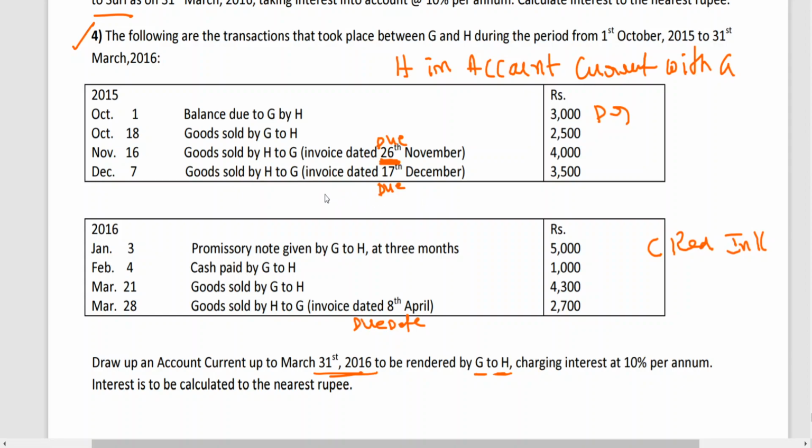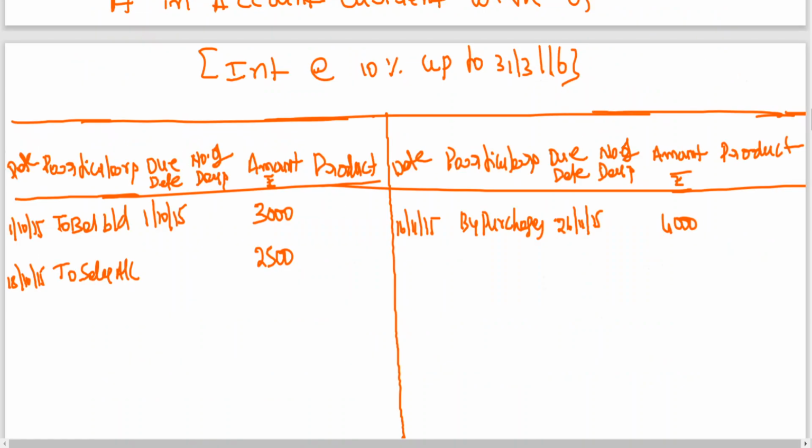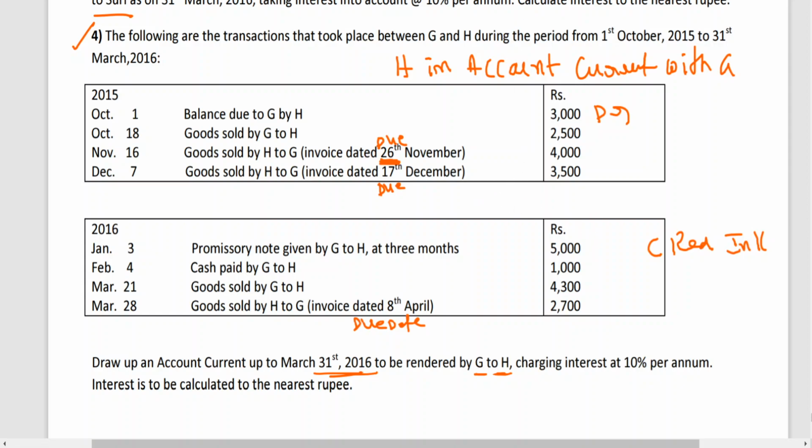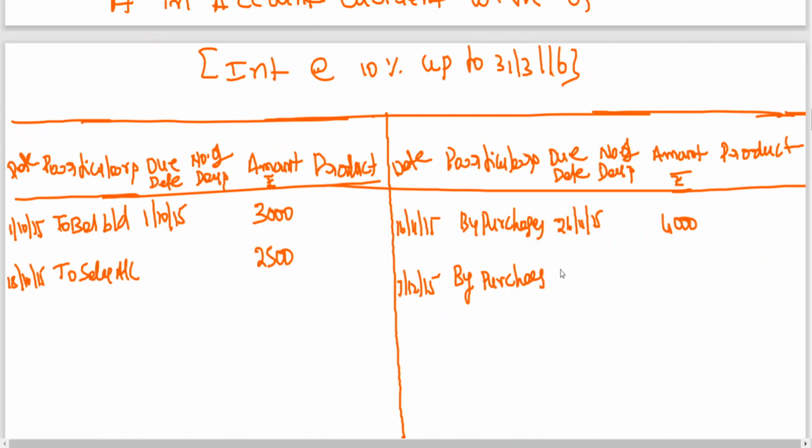Next, goods sold by H to G again. This is also by purchases. December 7. By purchases. Due date 17th December. Amount is 3,500.